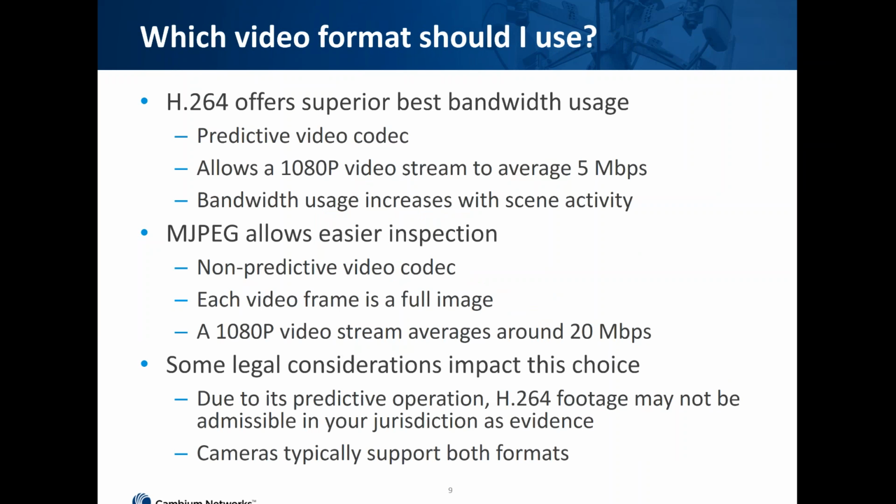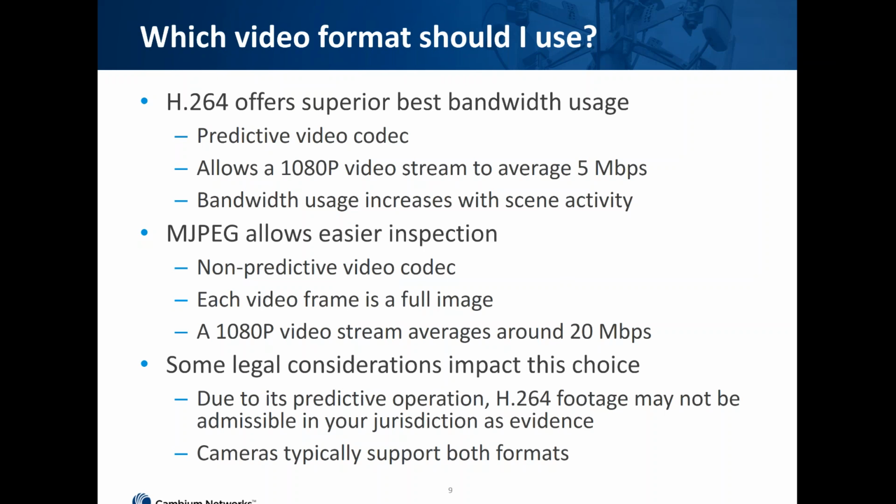Primarily is the bandwidth usage. Typically a 1080p video stream, even with the inclusion of stereo sound, a moderate bit rate, tends to average around 5 megabits per second from my experience with H.264. That's assuming a reasonable amount of movement in the scene. You notice I call it a predictive video codec there.